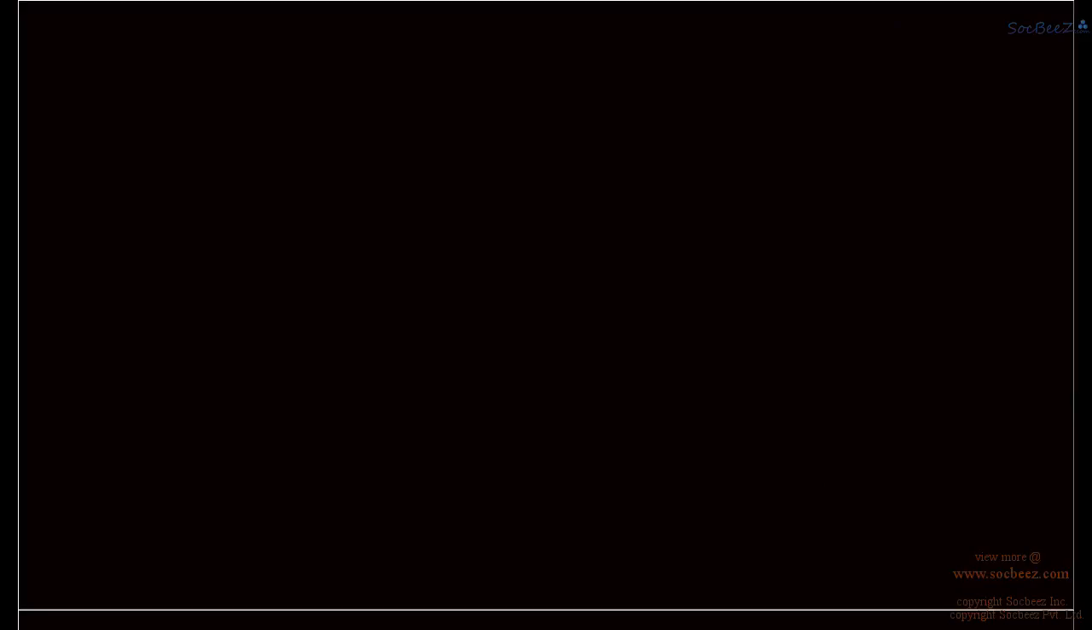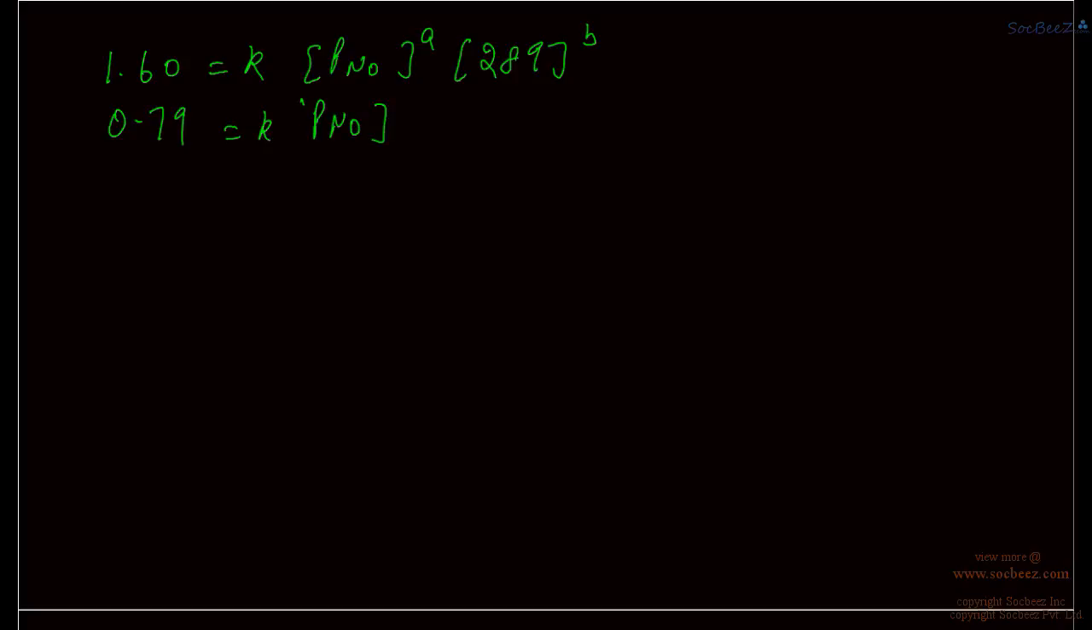Now similarly, keeping the pressure of NO constant, in this case, 1.60 equals K PNO to the power A, 289 to the power B. Here 0.79 equals K PNO to the power A, 147 to the power B.